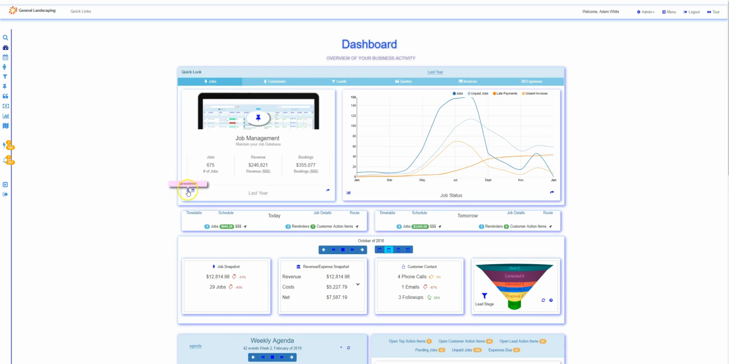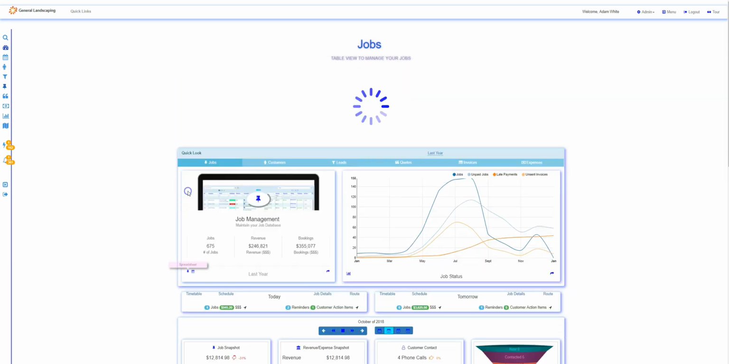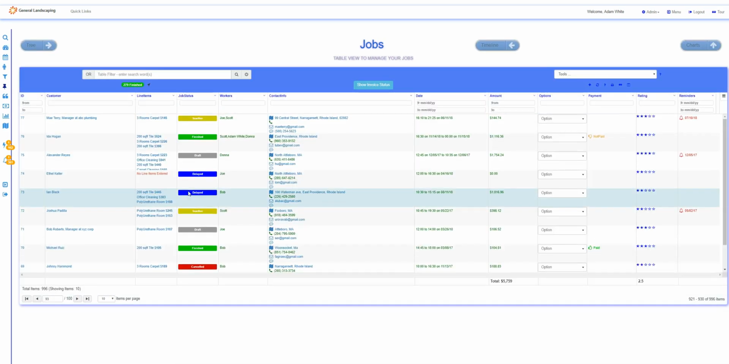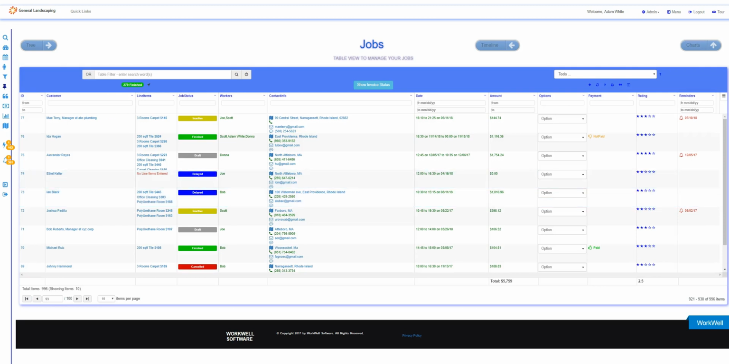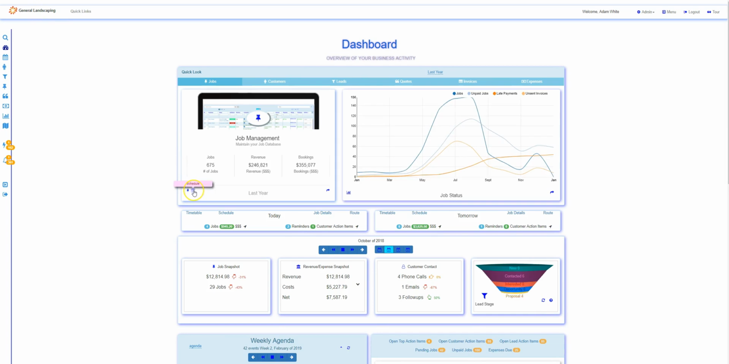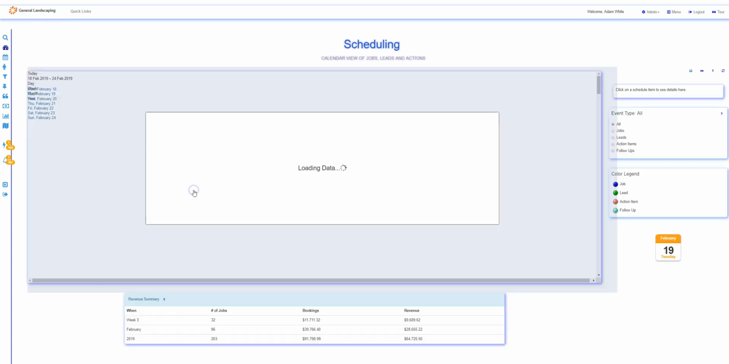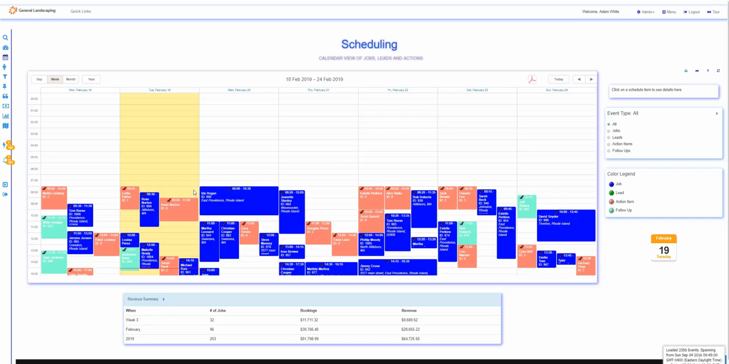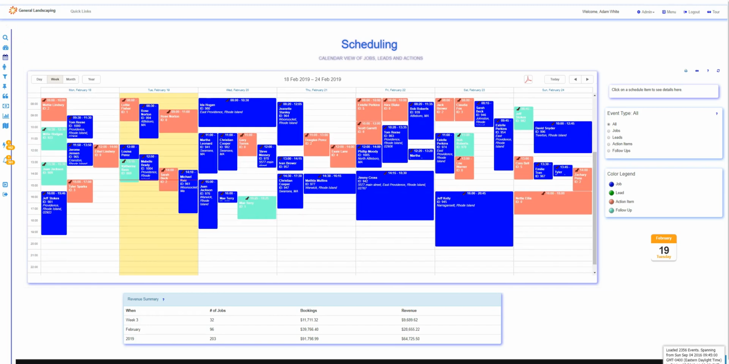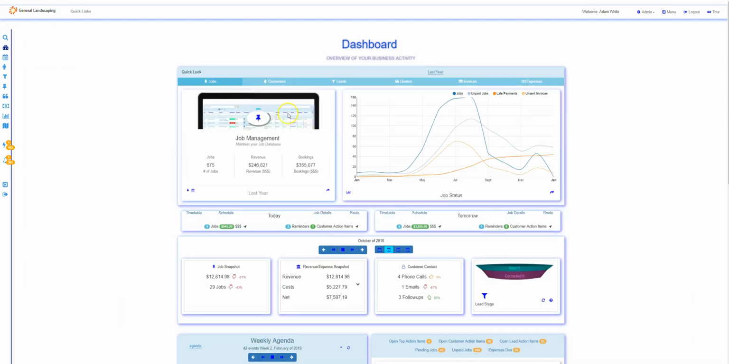And over here we have a link that brings you to the job table. Since the context of what we're looking at is jobs, the job table is something we can jump to. And similarly, we have the schedule, so we can jump to the schedule for this period. So it's a convenient jumping off place to get to job-related information.